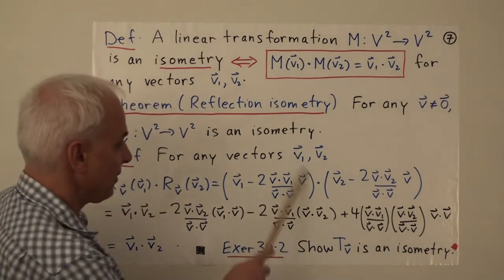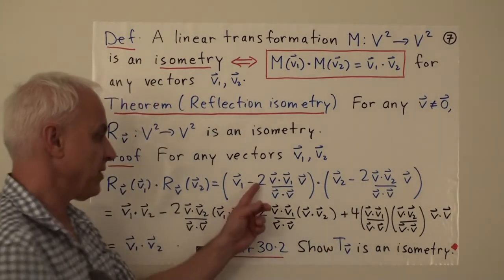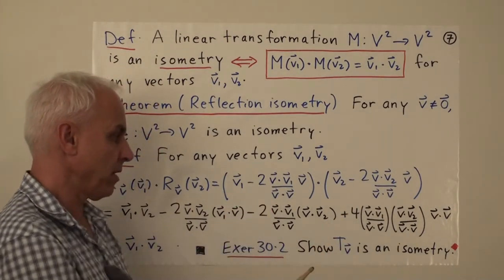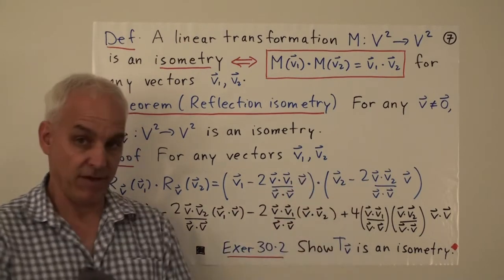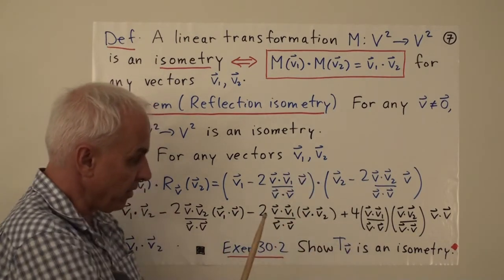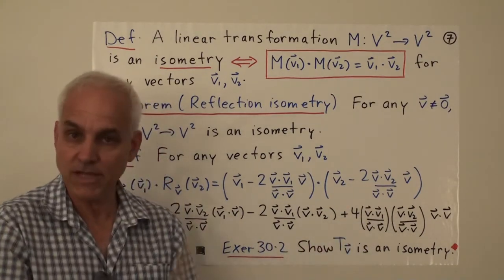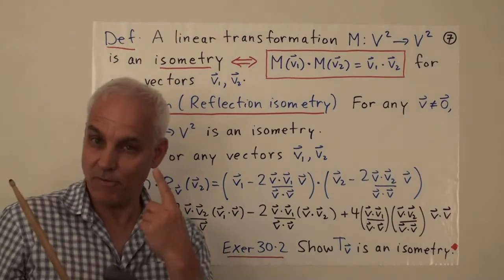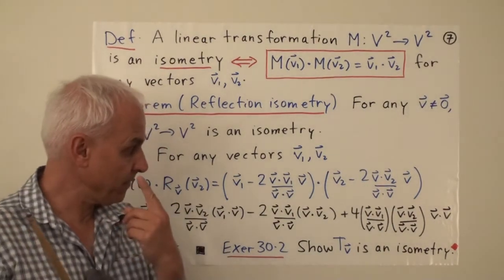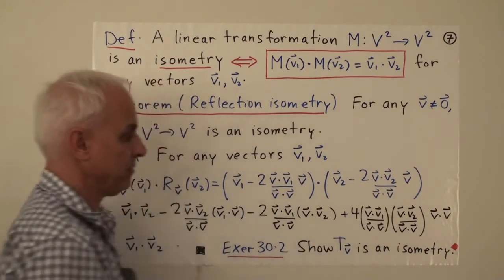And finally, we have to take the dot product of this with this. Okay, there's a 2 times 2 is 4. The two minus signs give us a plus. This is a number, which I've reproduced here. And this is another number, which I've reproduced there. Those numbers pull out by the bilinearity property of the dot product. And what we're left with is a v dot v at the end.